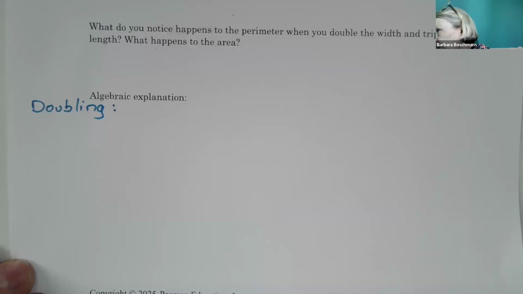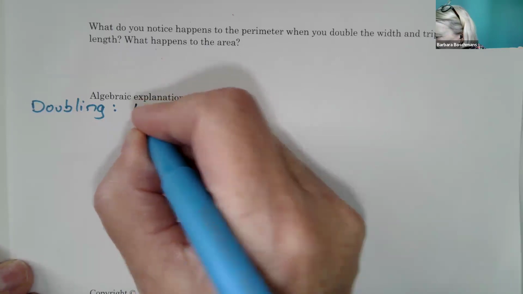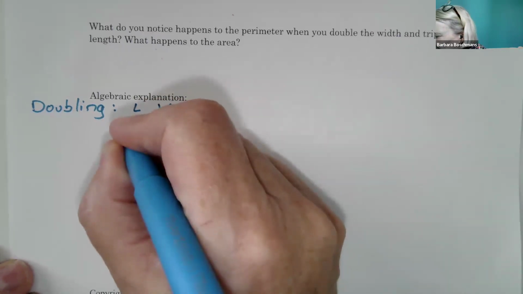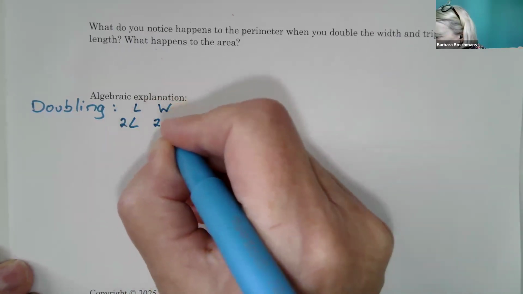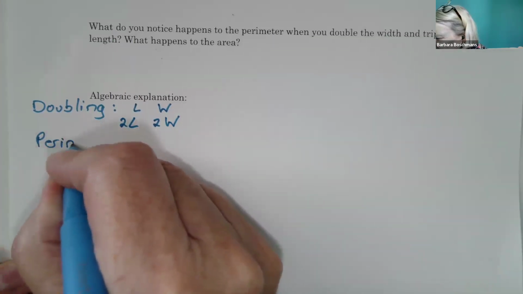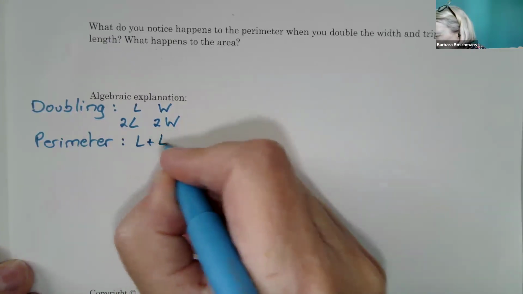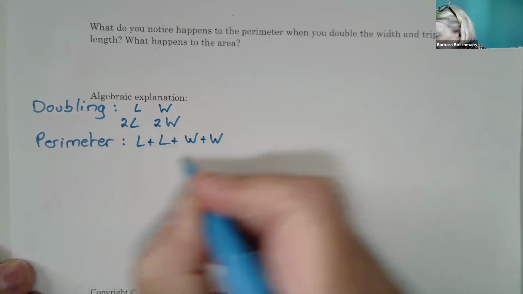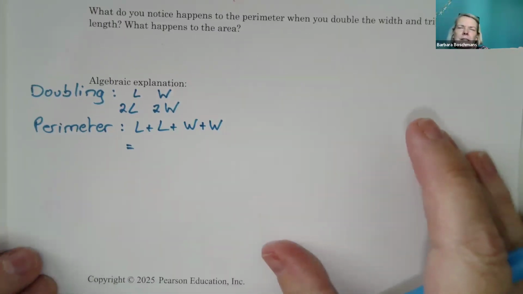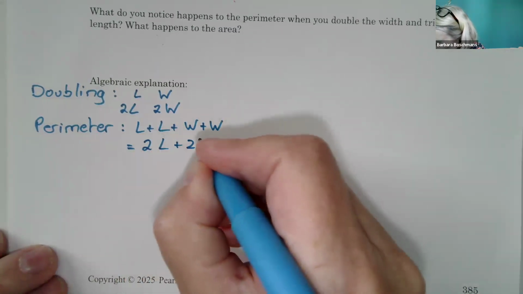We have a length and width of this side, whichever one you want to think of. And let's say we have an L and a W, and then we double them: 2L and 2W. So for perimeter, we do L plus W plus L plus W. We never really formalized a formula for perimeter. We do 2 times the length plus 2 times the width.